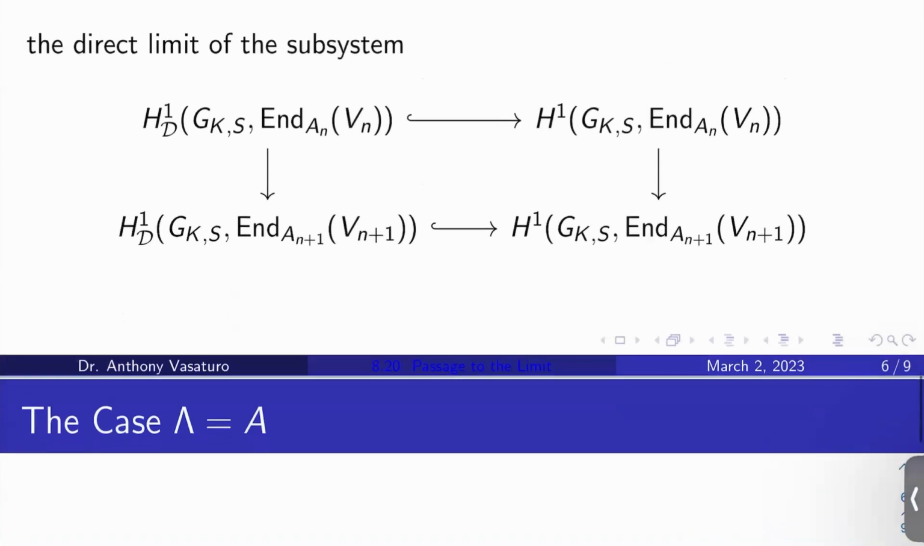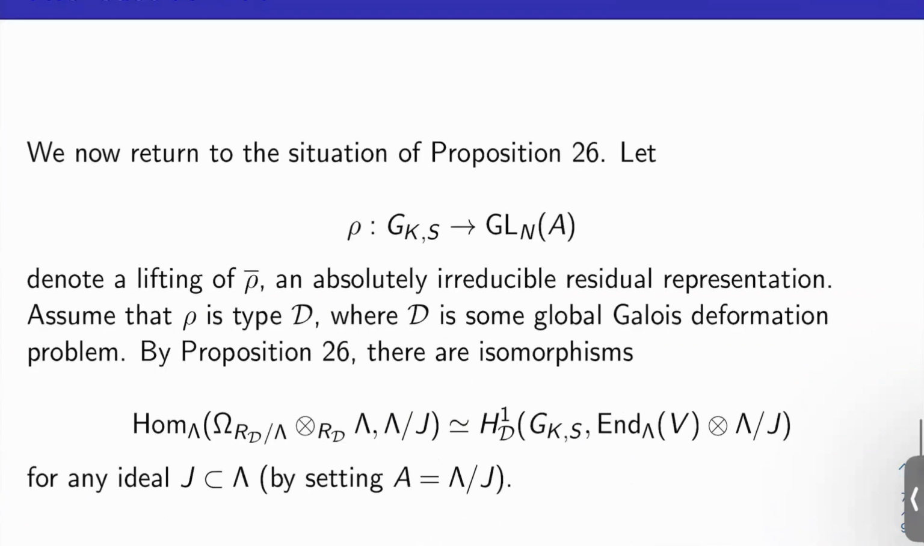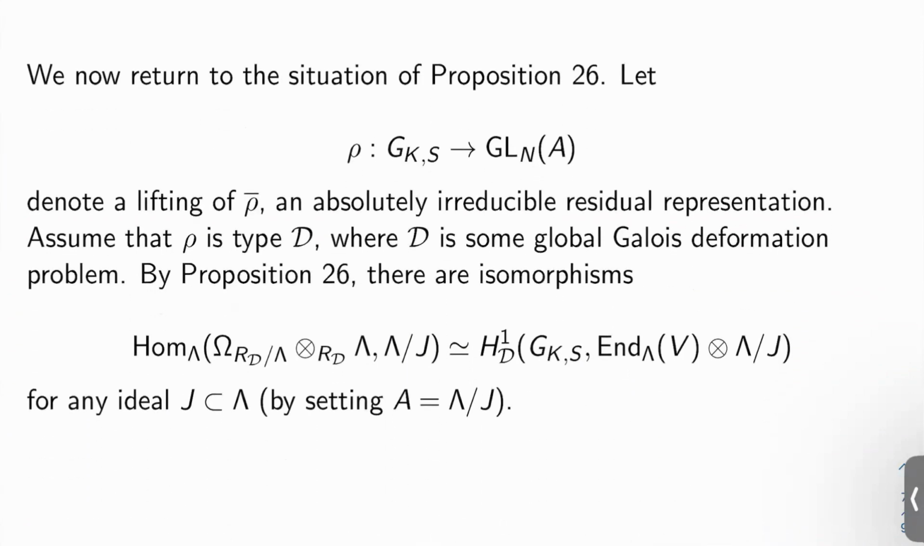All right, what happens when you set lambda equal to A now? So we'll return to the situation of proposition 26 from the previous video. Now let's let rho from GKS to GLN of A be a lifting of rho bar, an absolutely irreducible residual representation. We'll assume rho is type D, where D is some global Galois deformation problem. What does proposition 26 say? It says we have isomorphisms Hom over lambda, omega R sub D over lambda, tensor product R sub D with lambda to lambda mod J, with H1 sub D of GKS and sub lambda of V tensor product lambda over J. What's J here? It's any ideal in lambda.